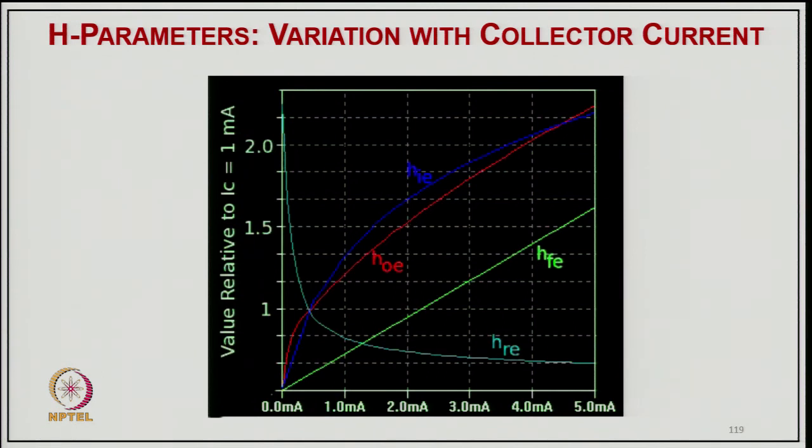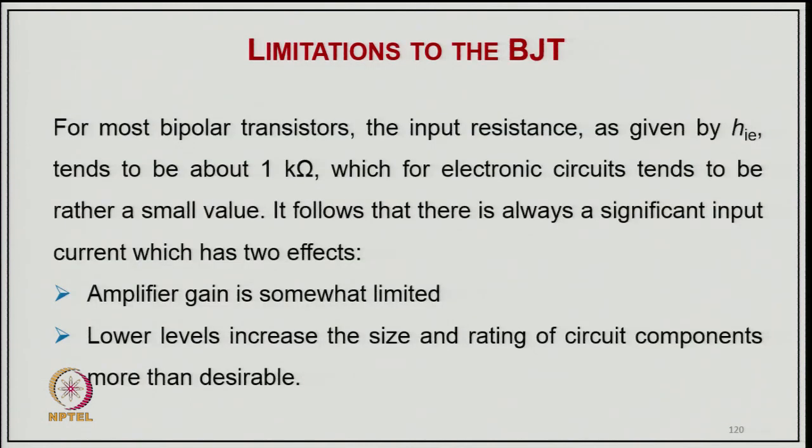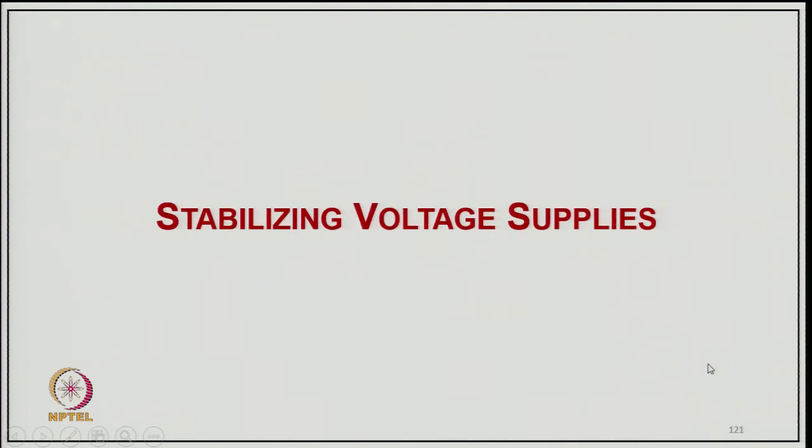So, these are typically the problems because of temperature and these limitations. The limitation is that for most bipolar transistors the input resistance, HIE, tends to be about 1 kilo ohm, which for an electronic circuit is a rather small value, and it follows that there is always a significant input current, which has two effects. Amplification is somewhat limited, and lower levels increase the size and rating of the circuit components more than desirable.